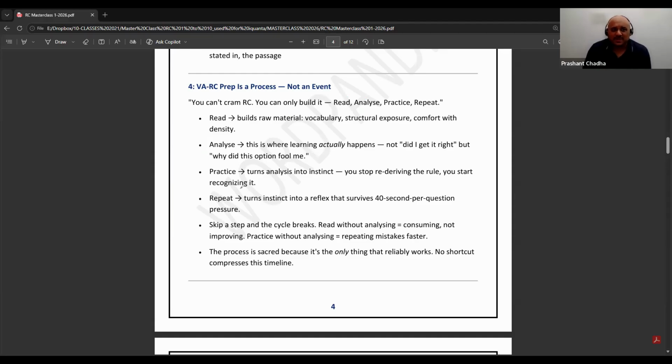You have to remember this. There will be bad days. There will be days where you will score very, very poorly in VARC. Even good students will have those dips. Irrespective of whether your score goes up or down, the next day, you are supposed to repeat the same thing. The process does not change, right? The process of learning is not going to change.